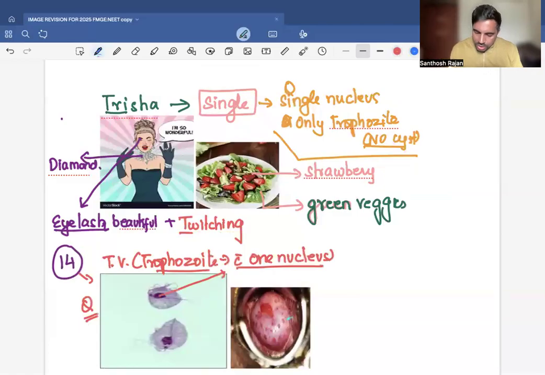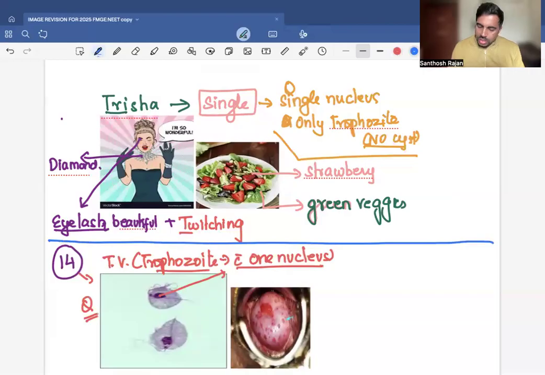Second one. Why did I put this picture here? I'm going to just cut it so it will look better. What is this one? This is a T for T. And I said twitching because it has a twitching motility. Important point again, motility. So trophozoite with one nucleus, only trophozoite, no cyst stage, and twitching motility. All are important questions.